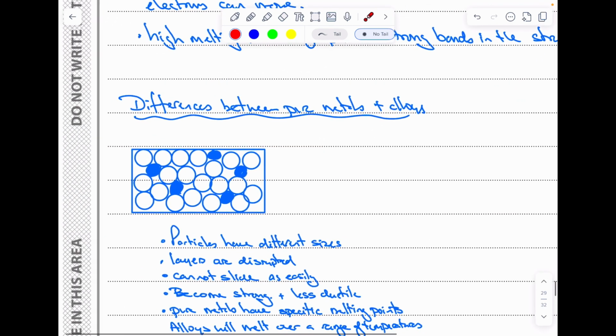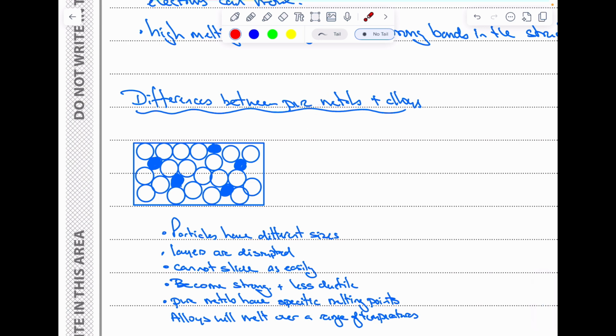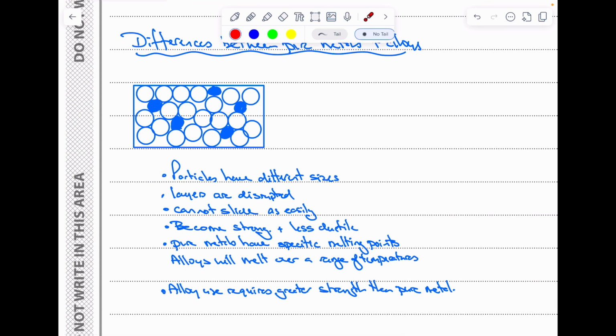Differences between them. So I've got here a diagram. I think diagrams are always powerful to include in your response. So here, this is an alloy, and we'd normally have layers for the pure metal, but what happens is when we put an alloy in, the particles are different sizes, and therefore the layers are disrupted, so it's not as easily slid, and this makes them stronger and less ductile, less malleable, because these changes mean that this layer can no longer slide as easily. Okay, so I've put those bullet points there to explain the picture.